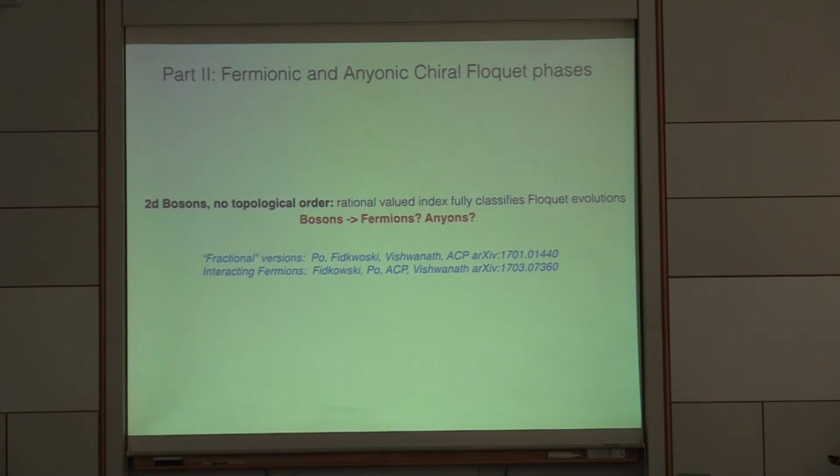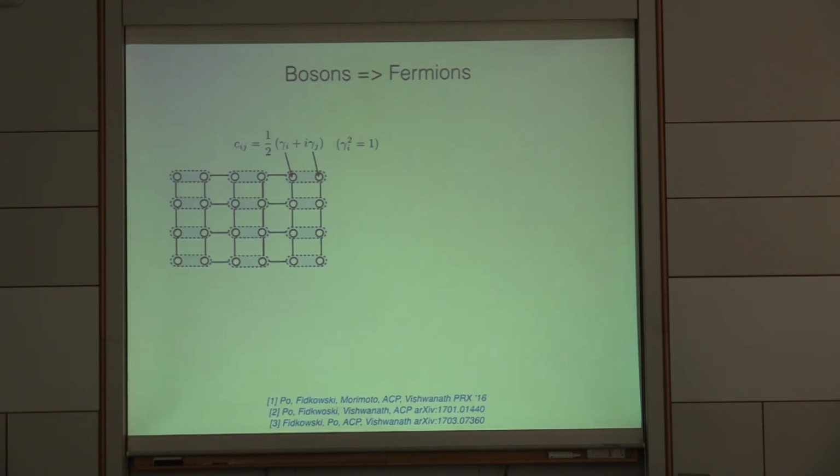Okay, so let me pick up the speed a little bit, or just decrease the details and advertise 2 generalizations of this. So far I've talked about bosonic or spin systems with no topological order. You can generalize this to systems with fermions, or you can ask, can I induce fractional versions of this where I have emergent anyon excitations, and can I get fractional versions of this chiral Floquet invariant? So the answer to both is yes. Let me start with the easier one, which is just fermions.